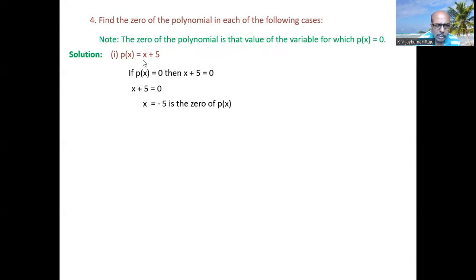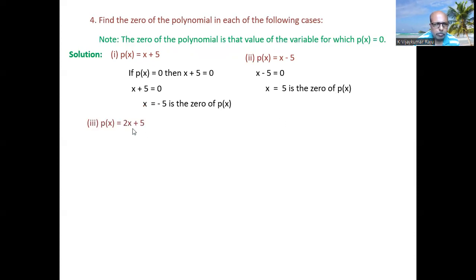That means the value of x that makes the polynomial 0 is called the zero of the polynomial. Now see here, x minus 5. If x minus 5 is 0, then take minus 5 to the other side, it becomes plus 5. So x is equal to 5 is the zero of the polynomial.